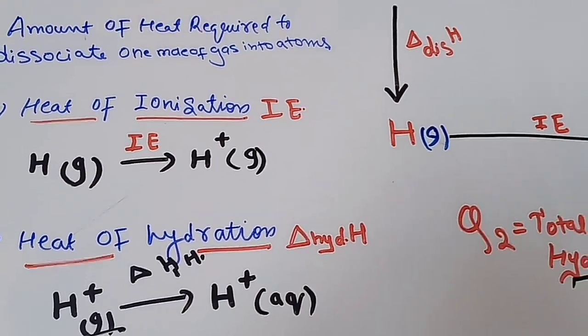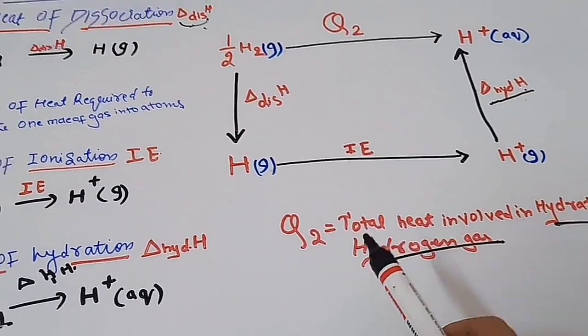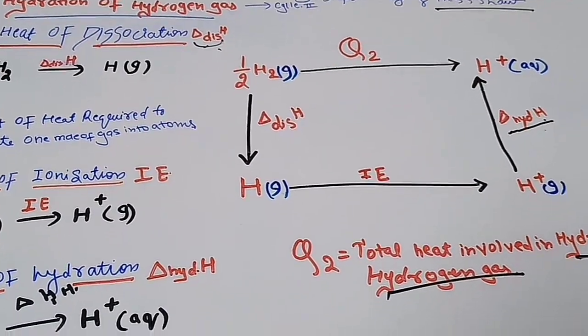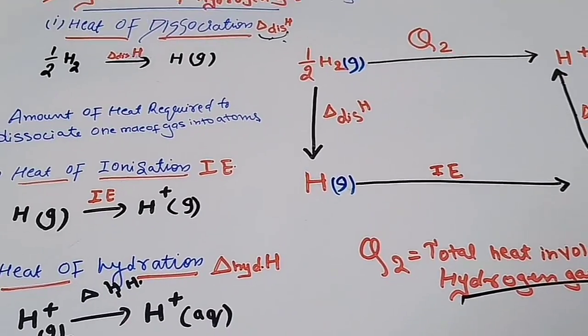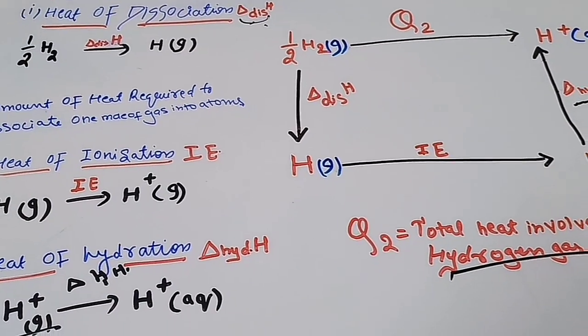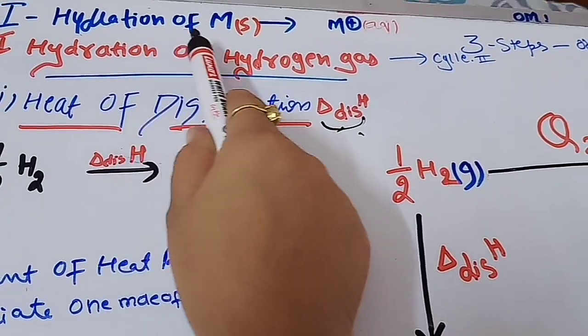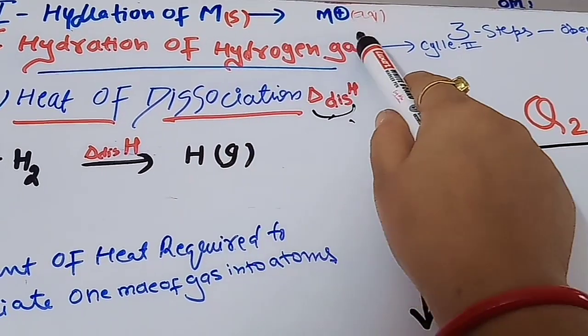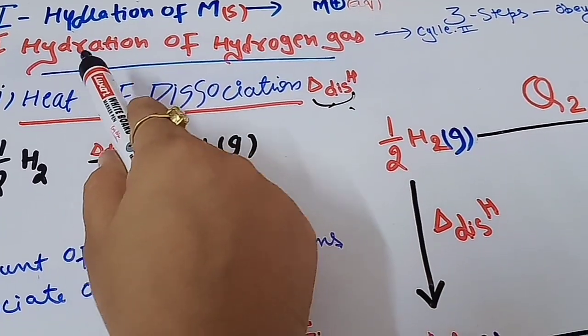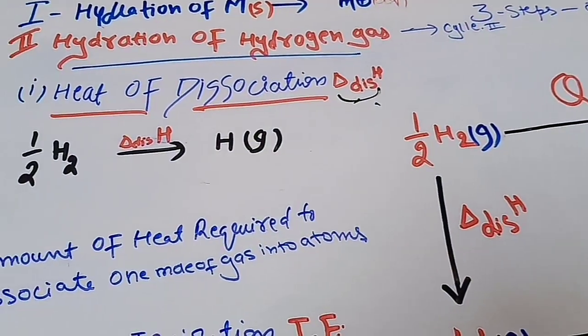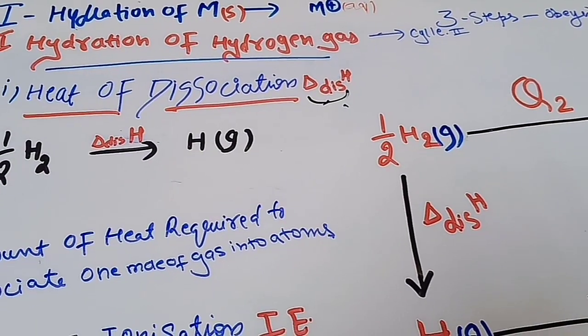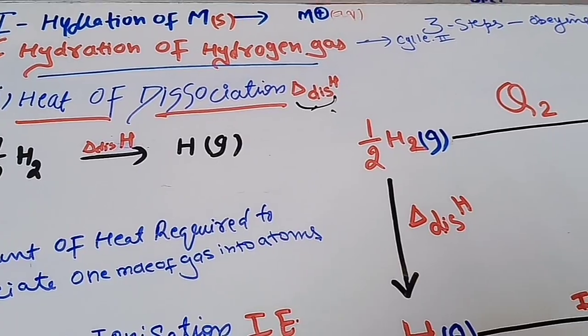So this is for the second cycle. The amount of heat involved in the second cycle is Q2. Now we will add both the heats evolved, that is Q1 and Q2. The first cycle is the hydration of the metal solid to the aqueous ion, and the second cycle tells us about the hydration of hydrogen gas. Now, combining both the cycles, we will get the value of the free energy.